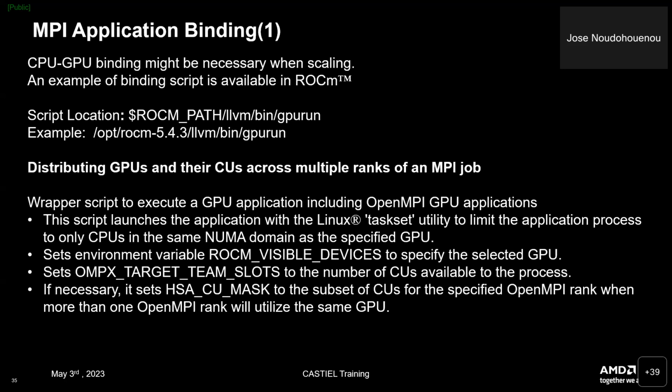The goal of this script is to help distribute GPUs and compute units across multi-rank MPI jobs. It is a wrapper script to execute a GPU application, including OpenMP ones, and the script launches the application with a Linux taskset. It sets the environment variable ROCR_VISIBLE_DEVICES, as we saw a few slides back. It sets OMP_NUM_TEAMS to the number of compute units available to the process, and if necessary, it sets HSA_CU_MASK. So the script is available there, and you can easily use it to do the CPU-GPU binding.